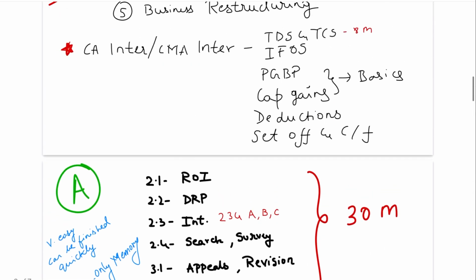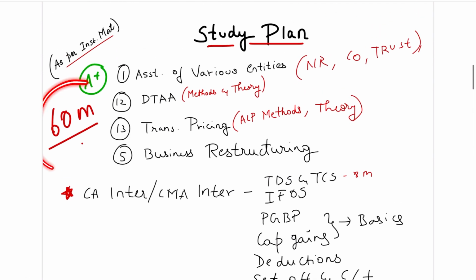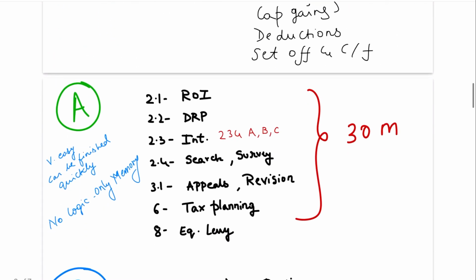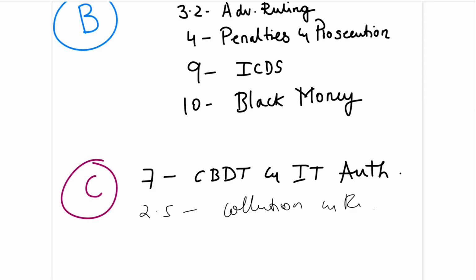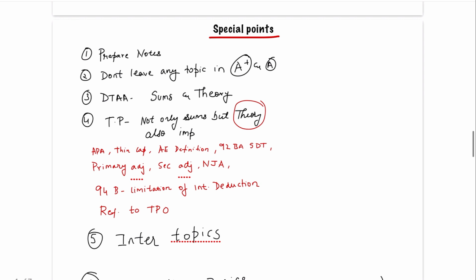Now A plus category alone will be around 60 marks and A category topics will be around 30 marks. So these are the topics in the syllabus and the segregation thereof. Now I will be discussing some special points that we need to take care of while preparing the subject. The special points.